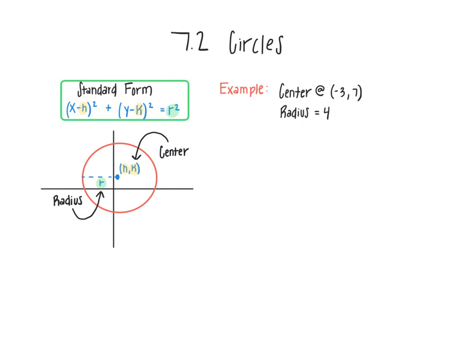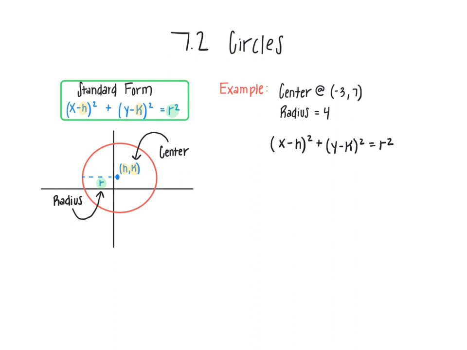So if we move our attention to the right-hand side of the screen, I have an example where you're given the center and where you're given the radius, and so we'll plug that information into the standard form equation, giving us the equation of our circle. The standard form is always x minus h squared plus y minus k squared is equal to r squared.